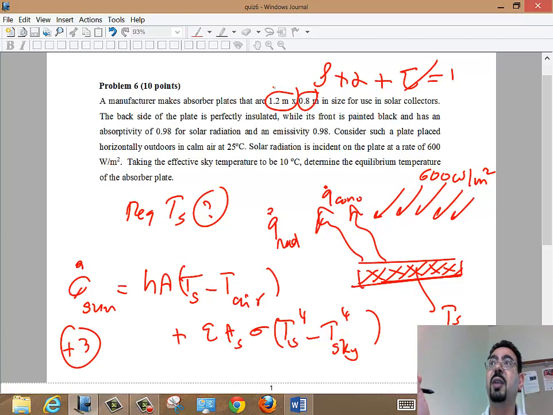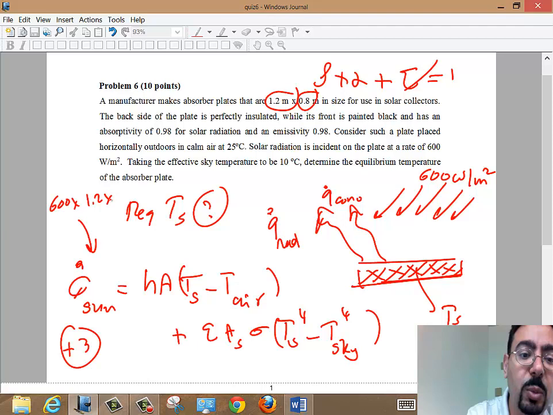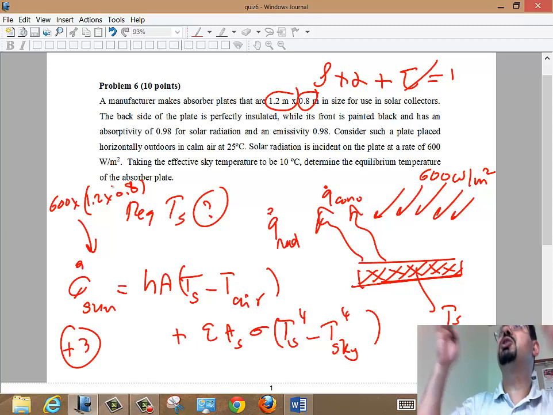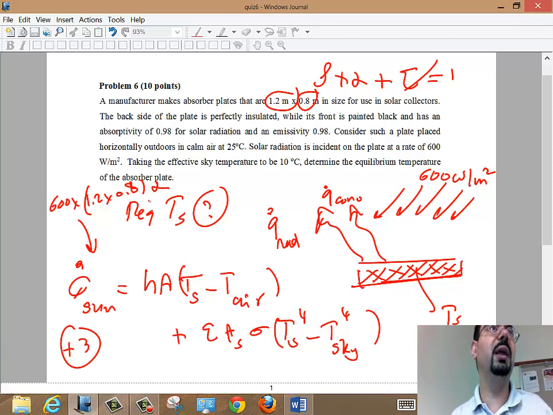And the amount that will be absorbed, the amount that will be Q sun, is the incident radiation multiplied by the area multiplied by alpha. That Q sun, or the incident radiation, is 600 multiplied by 1.2 multiplied by 0.8 watt per meter squared multiplied by meter squared. This is how much is falling on the plate. How much of this will really go to the plate? Only the alpha. Only the 0.98. And 0.02 gets reflected.